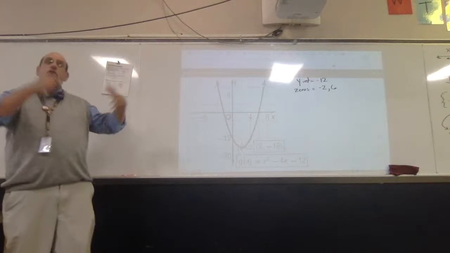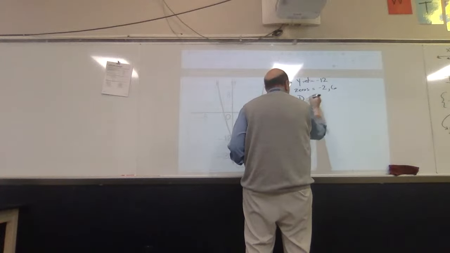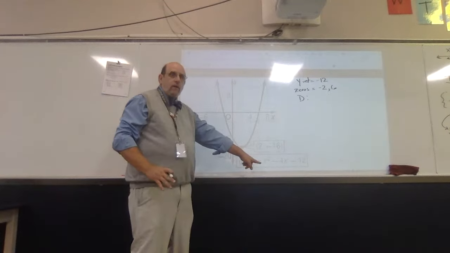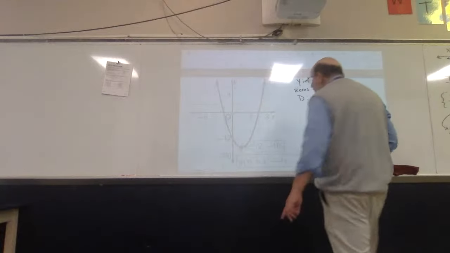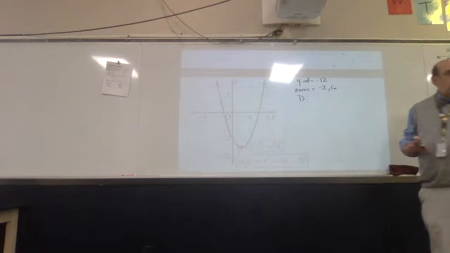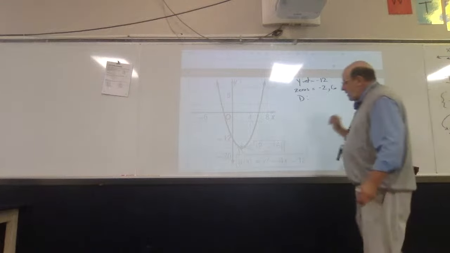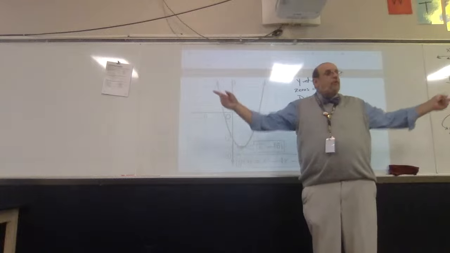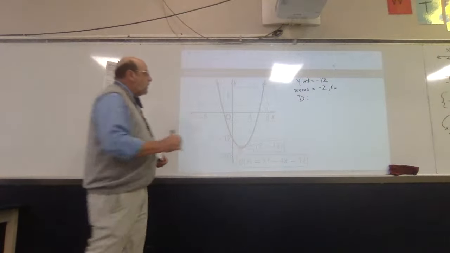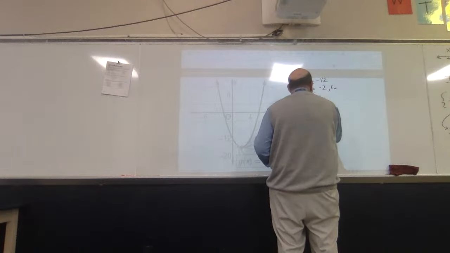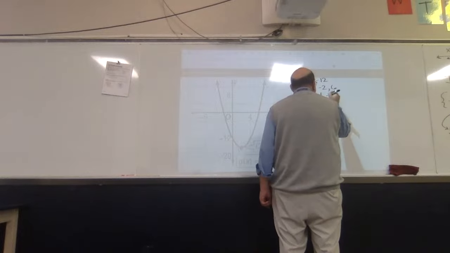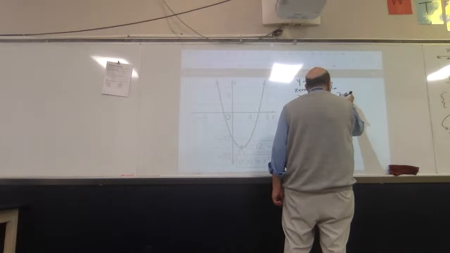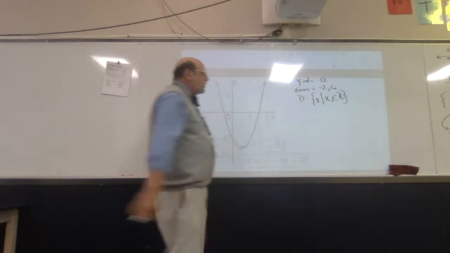So let's talk about the domain. What x values can I put into this function and get something out? x squared minus 4x minus 12. What is the domain of this function? It's infinite in both directions. So the domain, just like we wrote before, is all x's such that x is an element of real numbers. We're talking about all real numbers. Oh man, I made a mistake. I'll have to fix it in the video.